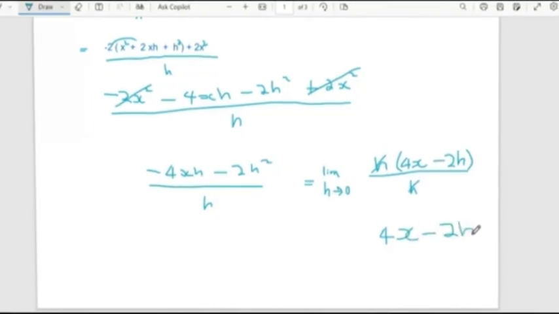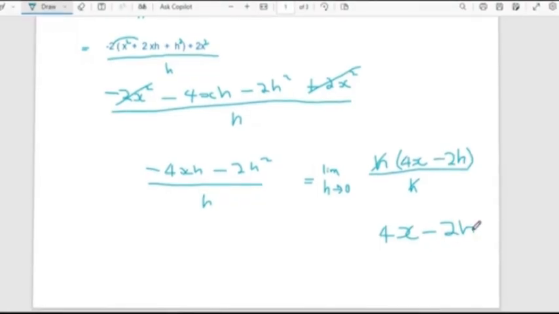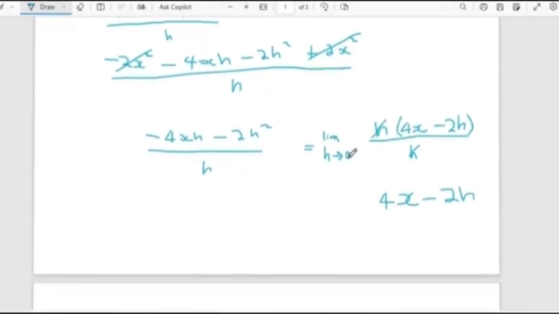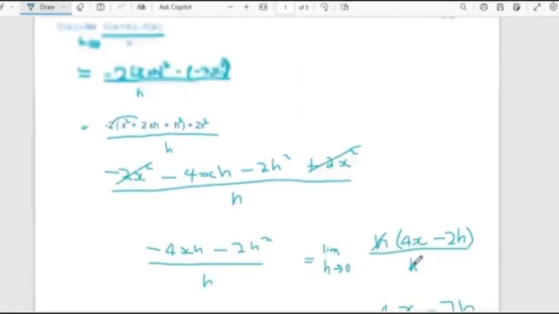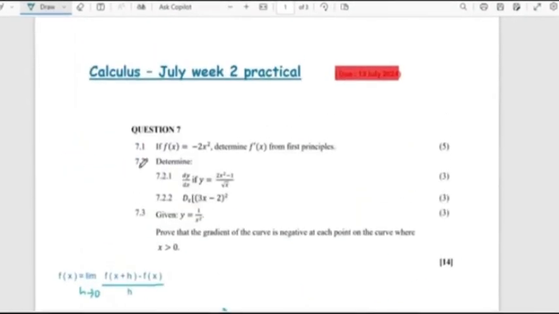All right. And now when you get to the step whereby only one term has the variable h in it, you can then substitute 0 where you see your h. So in this case, I'm going to say 4x minus 2 multiplied by 0. And then my final answer is going to be equal to 4x. Now, this is all for 7.1. Let us move on to 7.2.